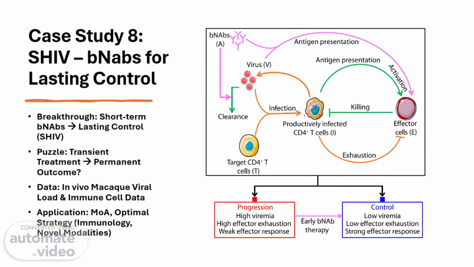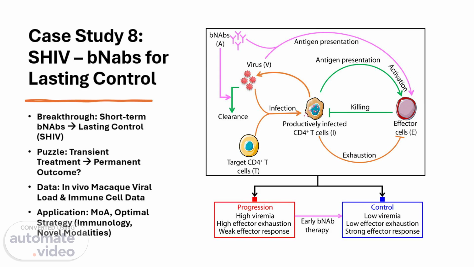Next, we move to a fascinating area, SHIV and broadly neutralizing antibodies, BNABs, for lasting control. The breakthrough here is the observation that short-term BNAB treatment can lead to lasting control of SHIV infection. This presented a scientific puzzle. How can a transient treatment result in a permanent outcome? Our data came from in vivo macaque studies, including viral load and immune cell data.